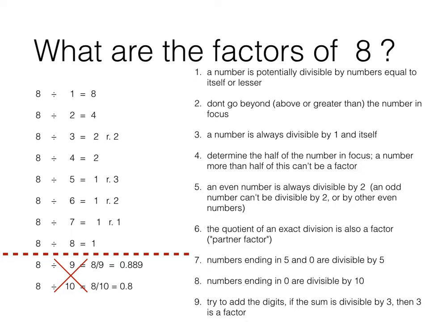Next, a number is always divisible by 1 and itself. So, sa example na to, 8 is divisible by 1 and itself, which is the number 8. And therefore, 1 and number 8 are already factors.